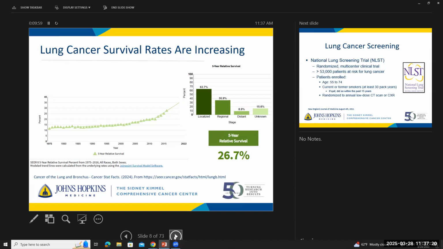You can see that the stage of diagnosis greatly impacts the likelihood of somebody being alive at 5 years. So when we have localized disease, about 64% of people are alive at 5 years. That drops to about 36% if there's regional lymph node involvement, and then it plummets to less than 10% when we have distant or metastatic disease.